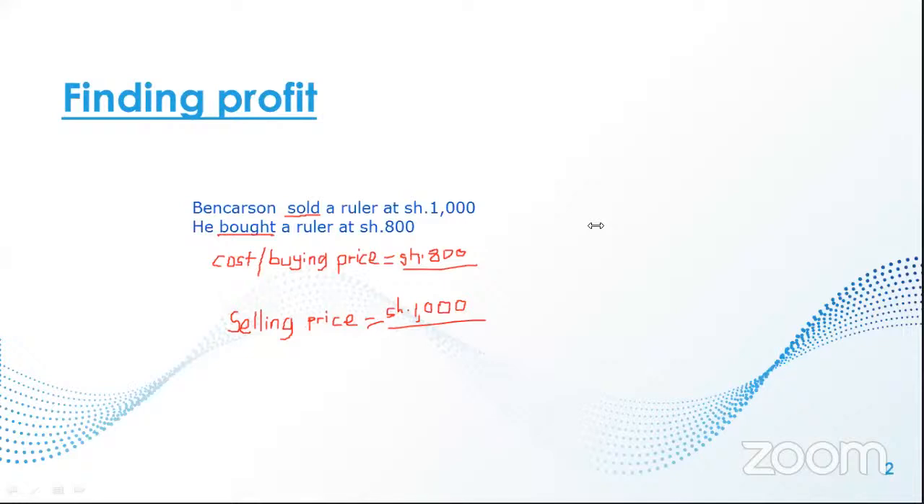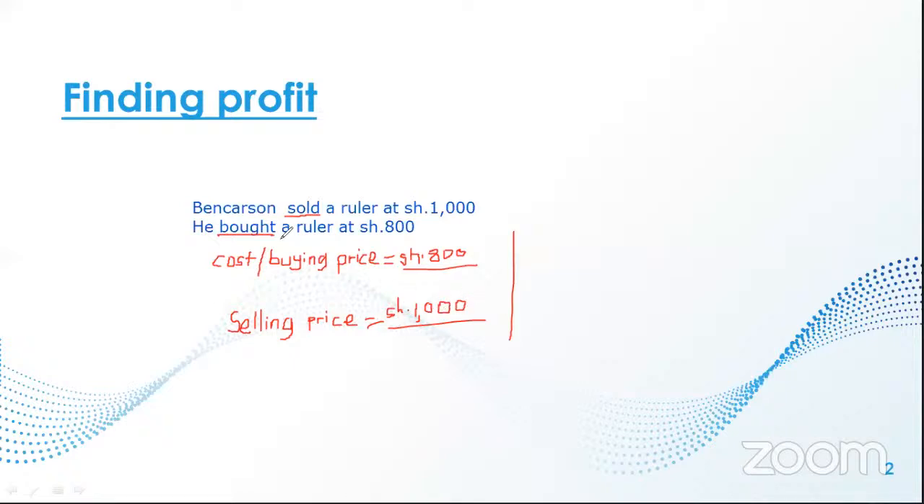Yes, teacher. So you look at this. You bought the ruler at 800. You sold it at 1,000. So 1,000 is more than 800, isn't it? Is more than 800 by how much? So here you realize that you have extra 200 shillings here.